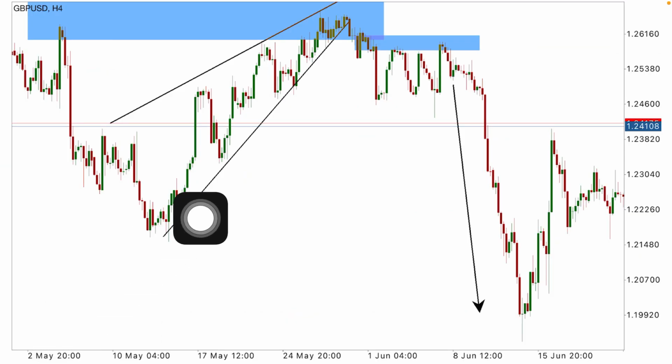Now this is the first example on GBP USD. This is actually a rising wedge. It comes right to the supply zone and now broke the trend line of the rising wedge, and now you get some form of confirmation right here, and the market sold down.